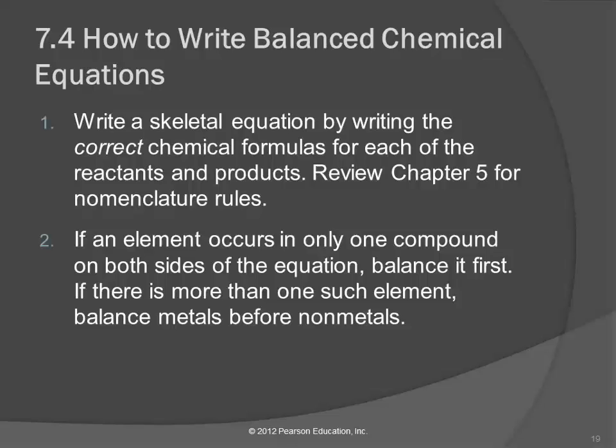And this technique is called balancing by inspection, and it's sort of a trial and error method. And so there's no one best way to do balancing. What works for some equations doesn't necessarily work real well for others. But here's a couple of guidelines. If an element occurs in only one compound on each side of the arrow, balance that one first. And if there's more than one of those, start with the metals before the nonmetals. That's just kind of a guideline, not a hard and fast rule.